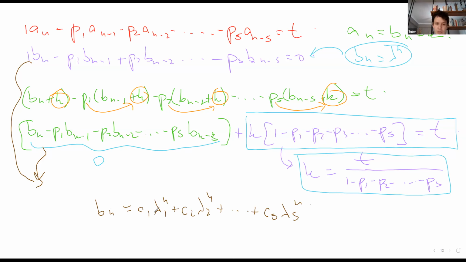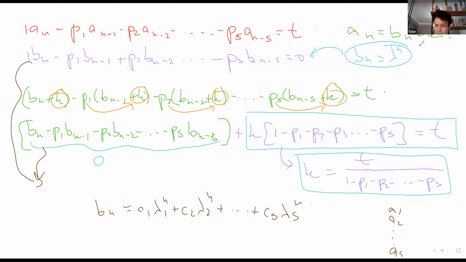And how are you going to figure out what the coefficients are? Well, you're going to need the starting conditions. The starting conditions are going to be A0, A1, all the way until A(S minus 1). Or maybe you want to start with A1, so A1, A2, all the way until AS. So these are going to be your starting conditions.